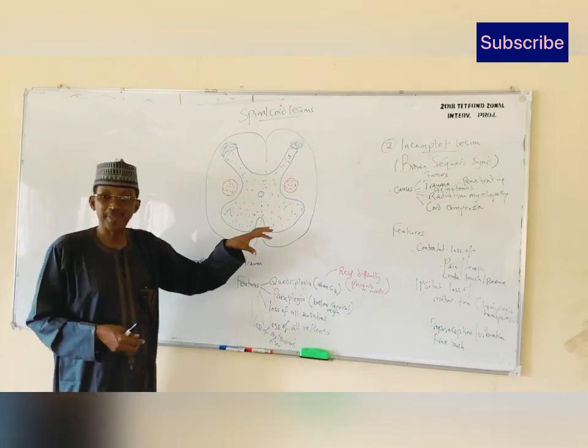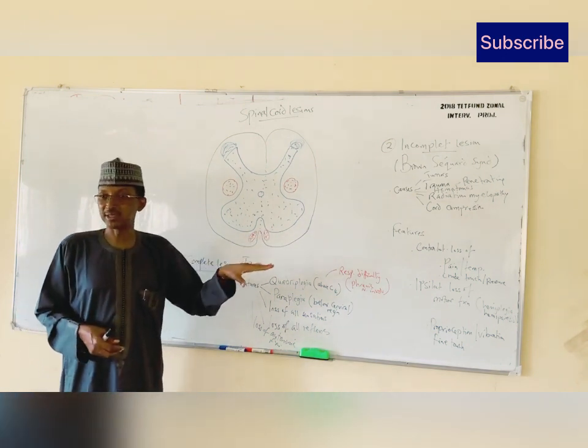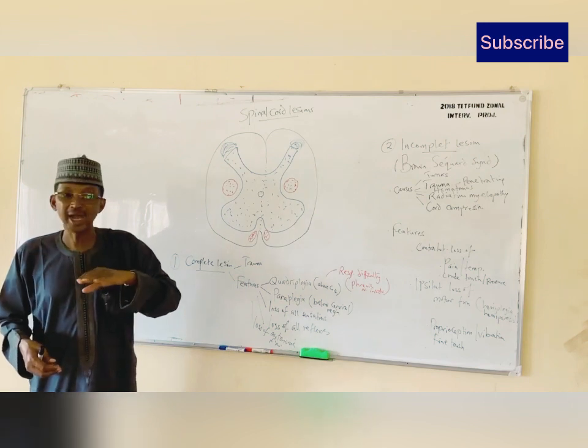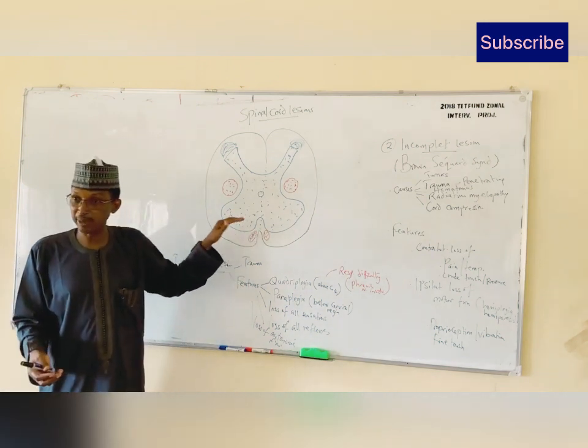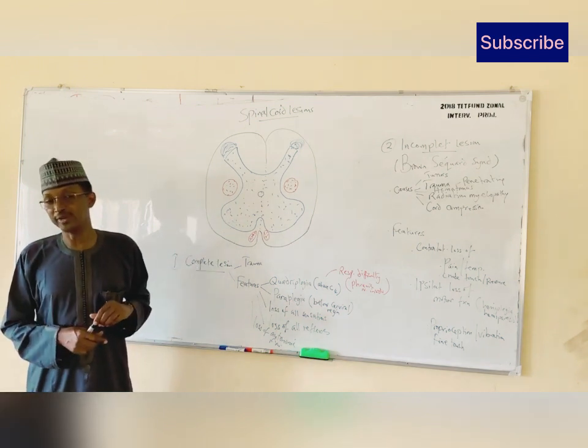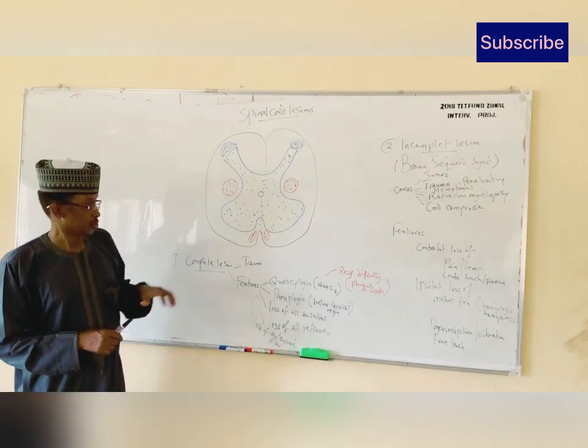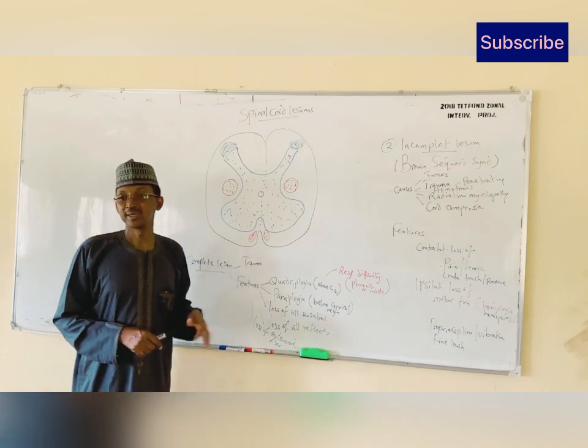So once you have that complete transection, the phrenic nerve is cut off, and so breathing will cease. And so it is very dangerous if it is above that level, so one will definitely stop breathing. You get it? So that is for the complete spinal cord transection.